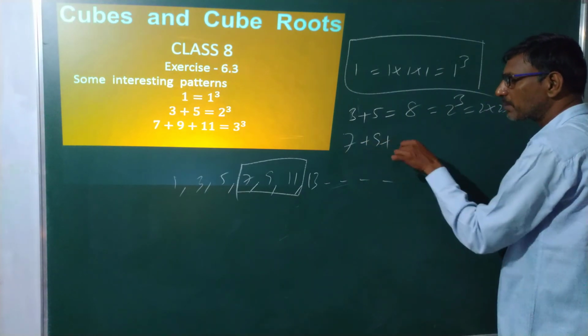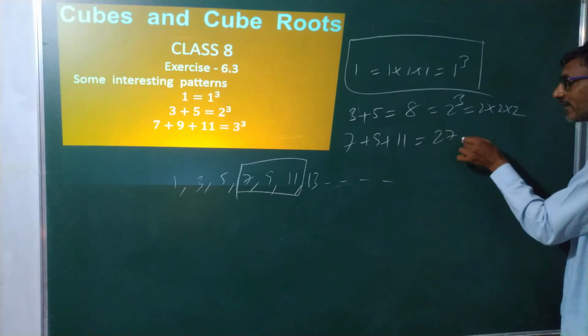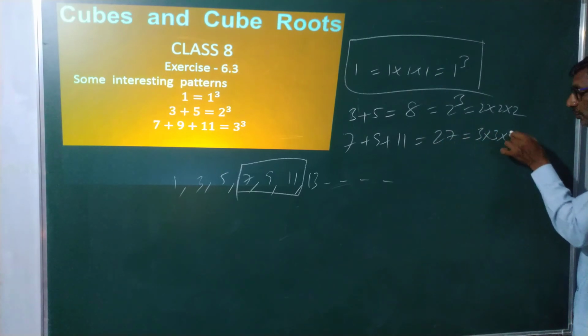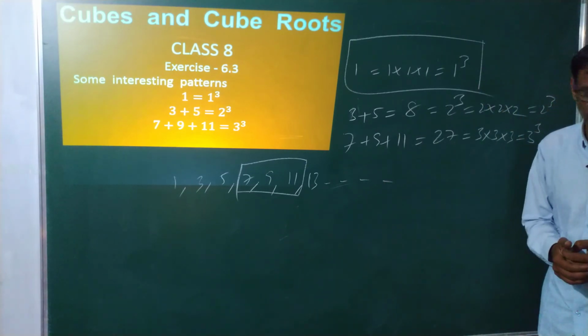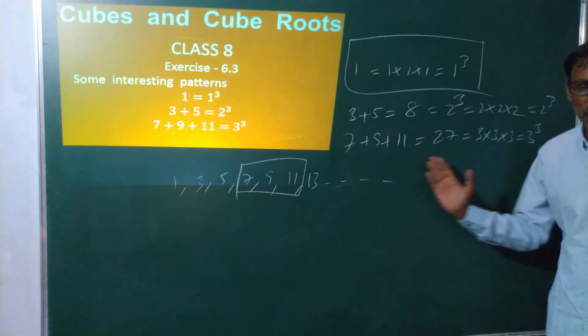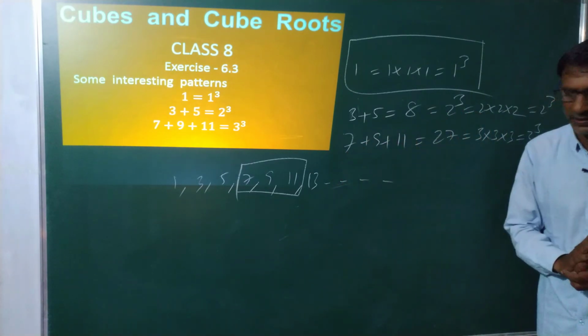7 plus 9 plus 11 equals 27. We can write 3 into 3 into 3 as 3 cube. This is 2 cube, that is 8, and this is 1 cube. See? What is this? It is a cubic number.